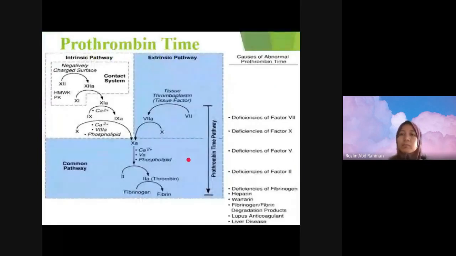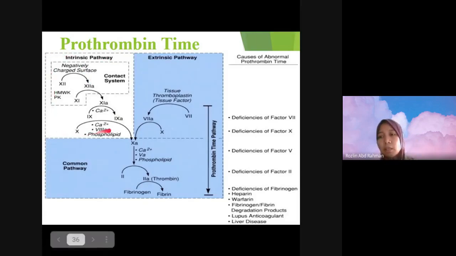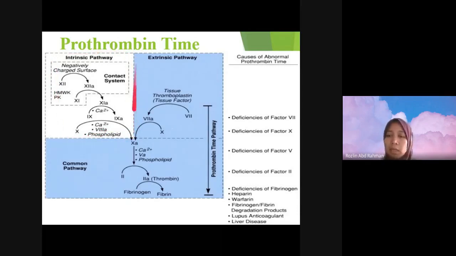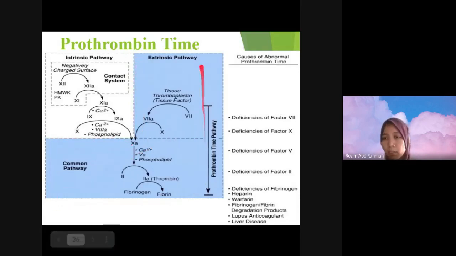Okay, alright, so this is showing you apa yang prothrombin time check. Dia tengok dekat intrinsic pathway, intrinsic pathway, extrinsic pathway. Extrinsic pathway as well as the common pathway. So kalau you ada problem dekat factor 8 ke factor 10 ni, factor 2 ni, that means your prothrombin time will be prolonged.